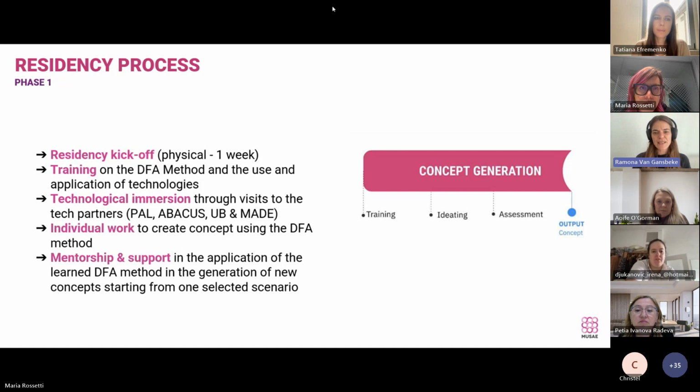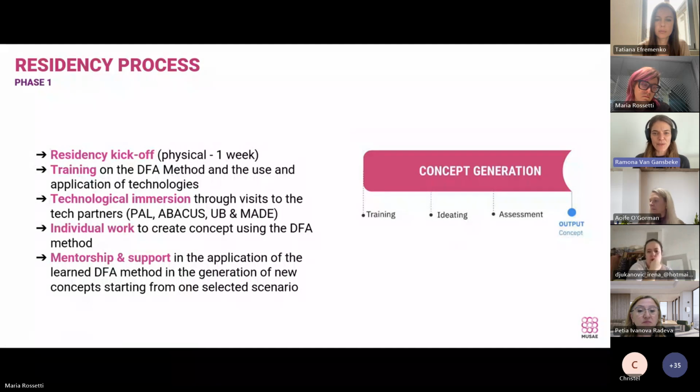Looking at the first phase of the residency, to start, we will invite all of the selected teams for an in-person kickoff at one of the partner venues of the consortium. You will be asked to travel during your residency, and the kickoff will be dedicated to introducing you to the DFA methods that we have been developing for the project, and which you will be asked to implement and apply throughout the first and second phase of the residency. The method is really designed to help you develop the concept as an outcome of the first phase.